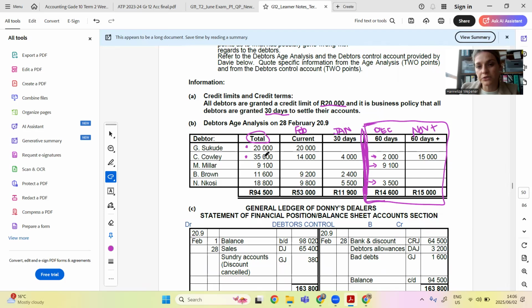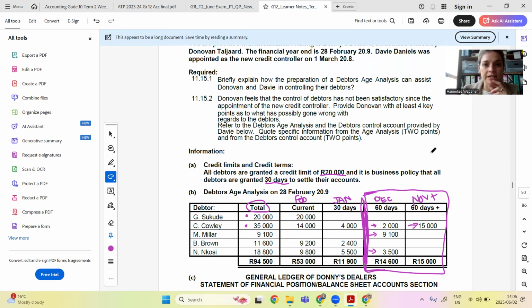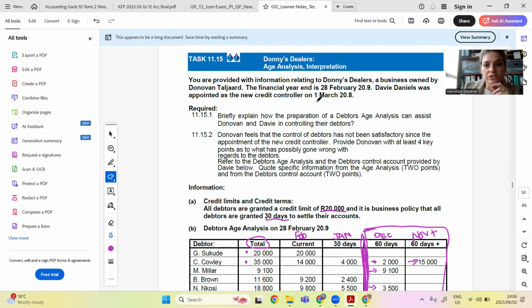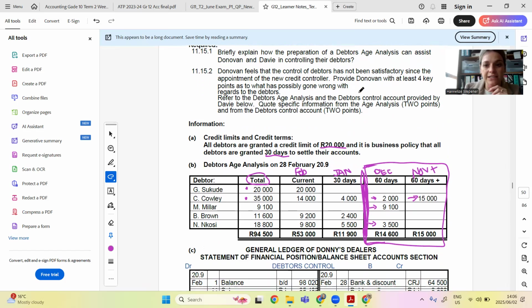Okay, so credit limit reached, and then we allowed him to purchase during the current month, even though his account is already overdue. And as you can see, there's quite a large amount that has been overdue for more than 60 days. So clearly, the controller doesn't have proper control over the debtors. And it says that we had a new controller that started on the 1st of March. So clearly, this has not been working out for us.